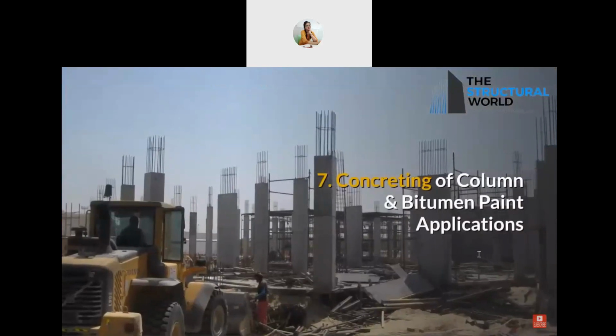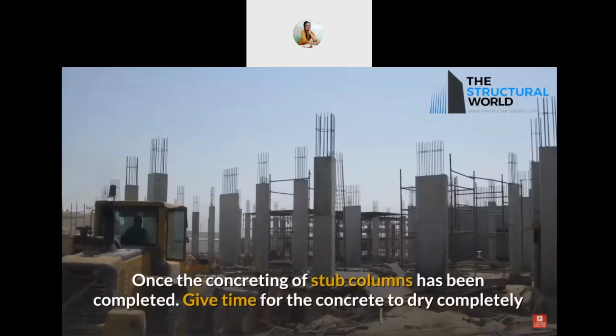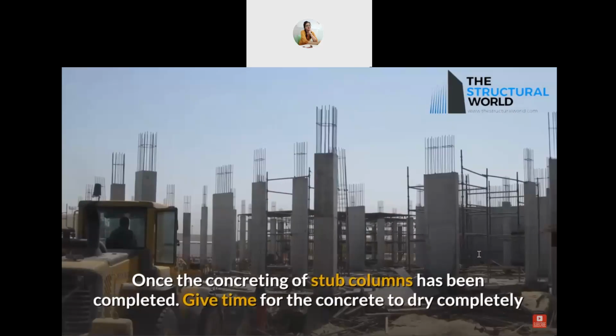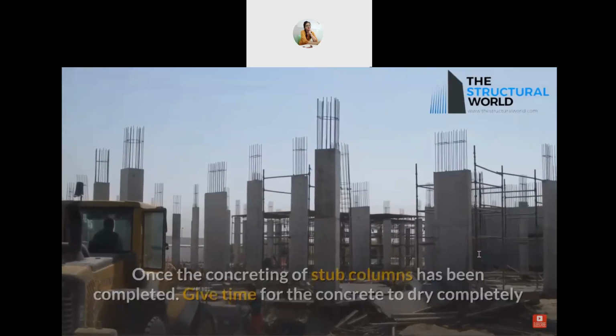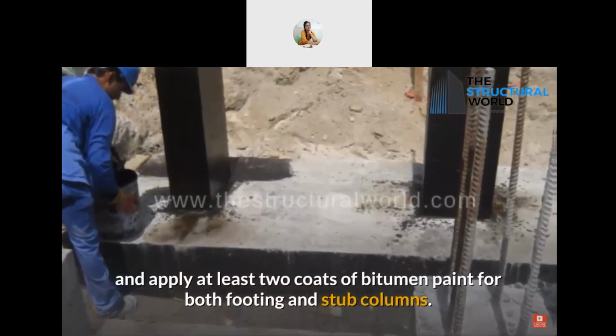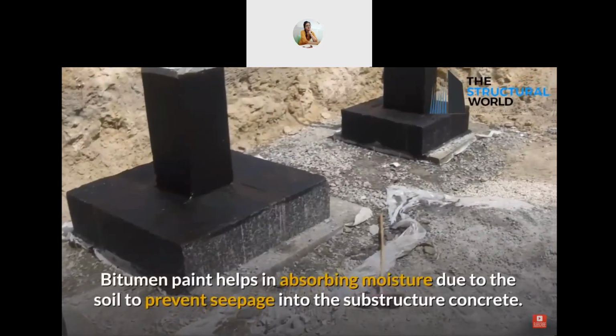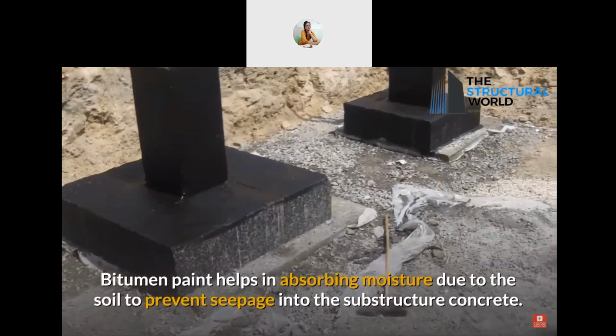7. Concreting of column and bitumen paint applications. Once the concreting of stub columns has been completed, give time for the concrete to dry completely and apply at least 2 coats of bitumen paint for both footing and stub columns. Bitumen paint helps in resisting moisture from the soil to prevent seepage into the substructure concrete.